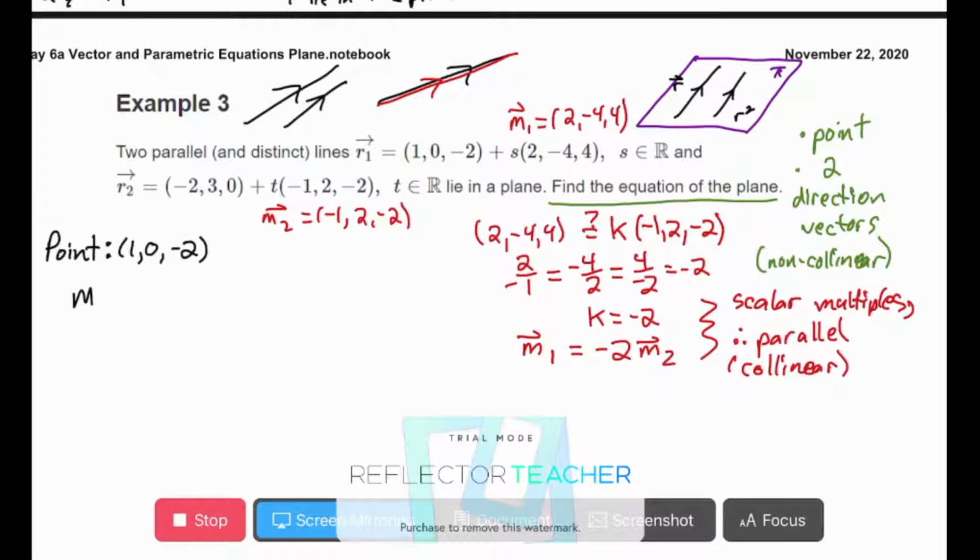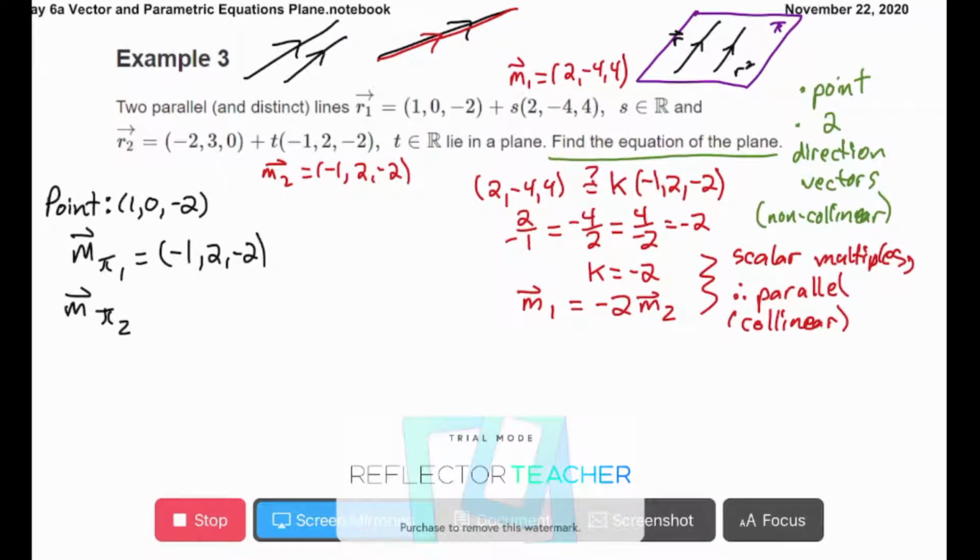So I'm just going to label that M pi 1 is equal to, and we're just stealing that one. Actually, sorry, we're going to use M2. So we're just going to use that one. That's fine. It is a vector that lies on the plane. 2 and -2. And for my second direction vector, well, do I know any other points that lie on here? Can I find another point or another direction vector that lies on the plane? Well, sure I can. What if I try going from a known point on the first line to a known point on the second line?